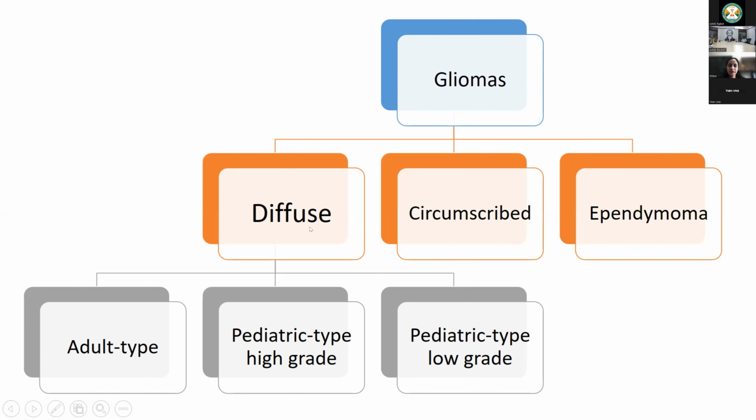Amongst the diffusely infiltrating gliomas, previously all were considered under a single group. But now we have an adult type and a pediatric type. And in the pediatric type, we have high grade and low grade. So in my talk, I'm going to be concentrating on this adult type diffuse glioma.